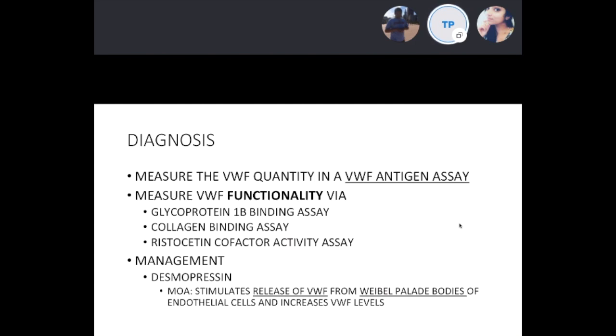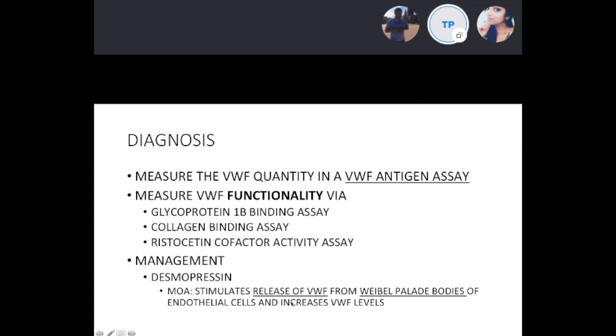Overall management, like I mentioned earlier, desmopressin is the best. It stimulates the release of von Willebrand factor from the Weibel-Palade bodies of the endothelial cells and increases von Willebrand factor levels.